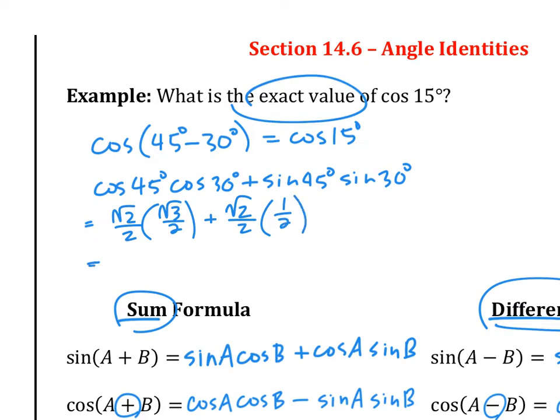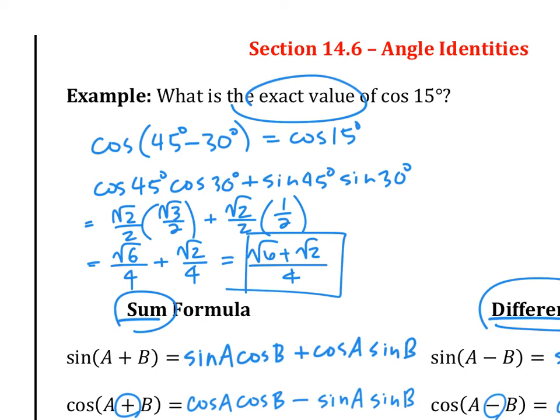Okay, now let's simplify this. So this is a little review of radical functions and what we do with them. Square root 2 times square root 3 is what? Square root 6. Okay, and then the denominator 2 times 2 is 4. Plus square root 2 over 4. All right, what is square root 6 plus square root 2? Is that square root 8? No. So if the radicands are not the same, you cannot add them. So it's just square root 6 plus square root 2 over 4. That's it. So this is the exact value of cosine 15.